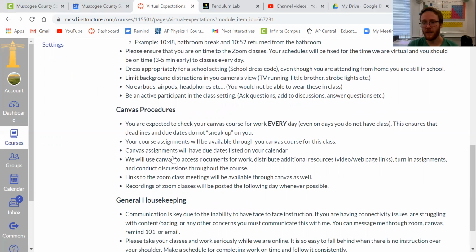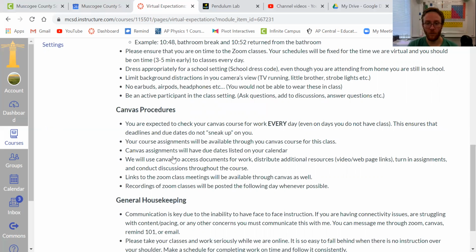So if I have your student Monday, Wednesday, and Friday, or Tuesday, Thursday, and Friday, or Monday through Thursday, even on the days where they do not have class, I ask that they log into Canvas and check their calendar to ensure that they don't have any work that's going to sneak up on them. All of their Canvas assignments are published and are ready to go before they have to do them, and the due dates are very clearly marked within the assignment and on their calendar.